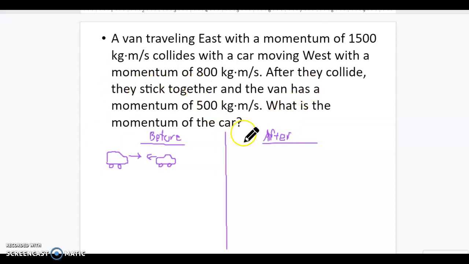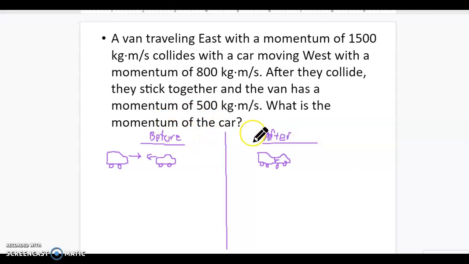It says that they stick together, so it's like they're smushed. So I'm going to draw that, and you can kind of make this however you'd like, but let's say that they kind of smush together like this. And then they kind of start to move together when they collide. Right? So they're all kind of discombobulated. But then, what is the momentum of the car?